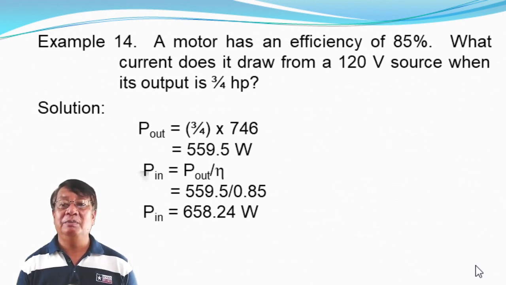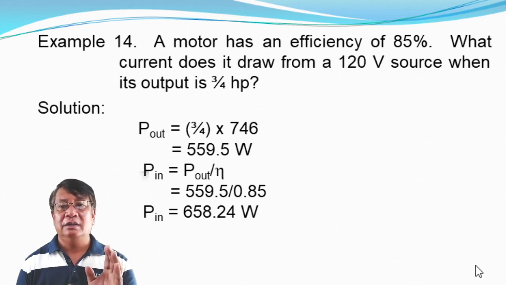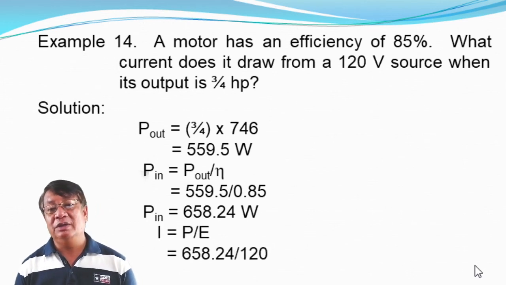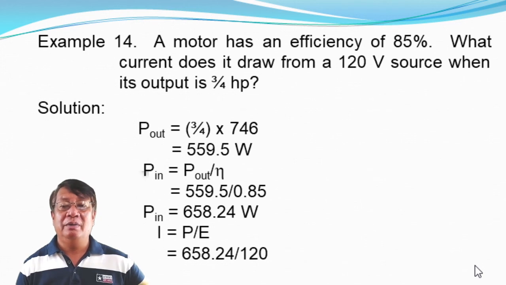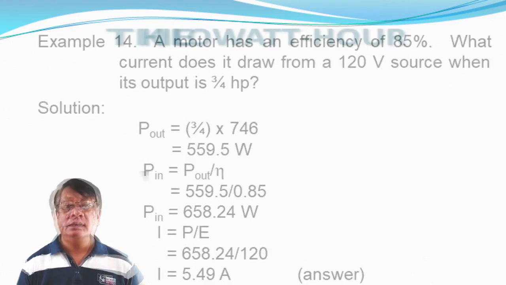So we have this power input. From this power input, we will be able to solve for the current if we have 120 volts. How much current is asked? What current does it draw from a source of 120 volts? Your current is equal to P over E. Your power is 658.24 divided by the voltage 120. So your current is 5.49.